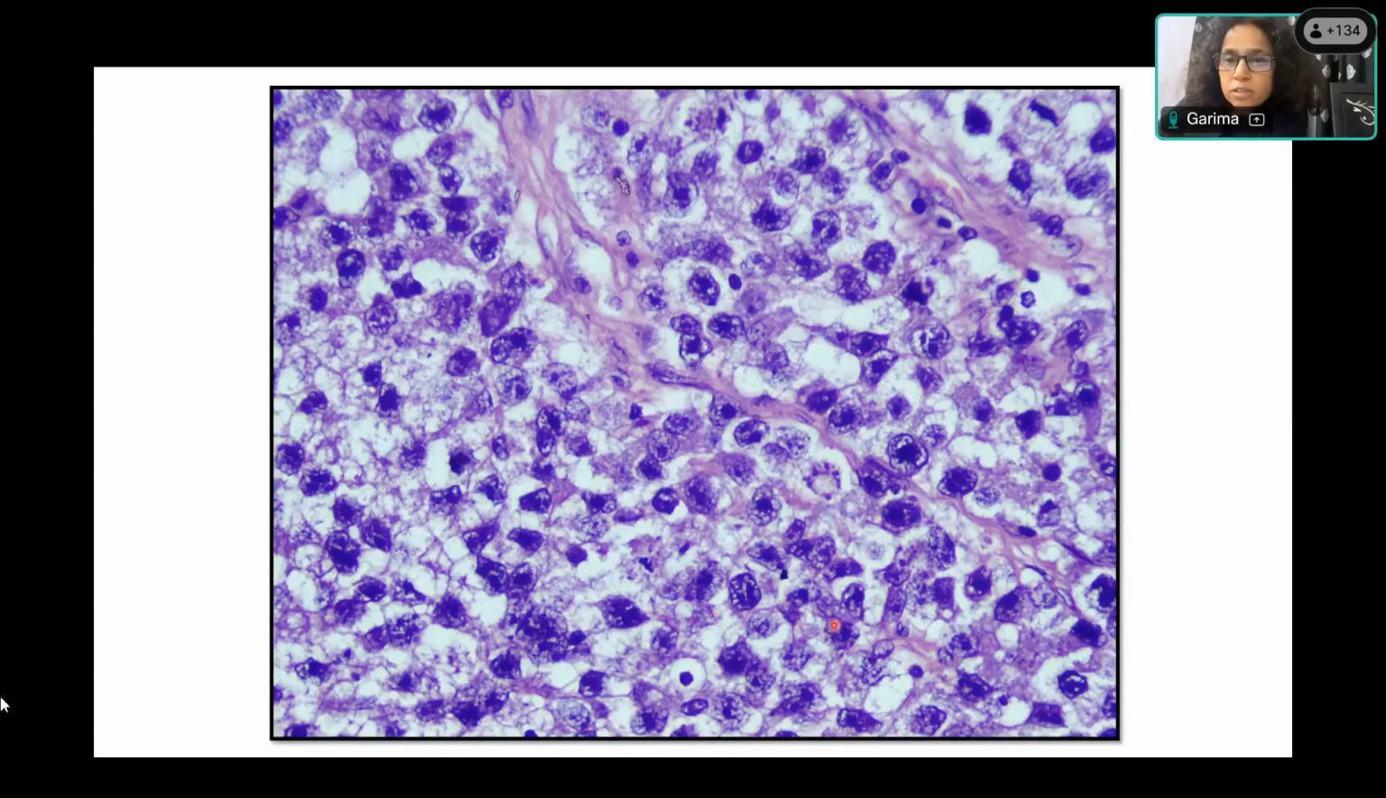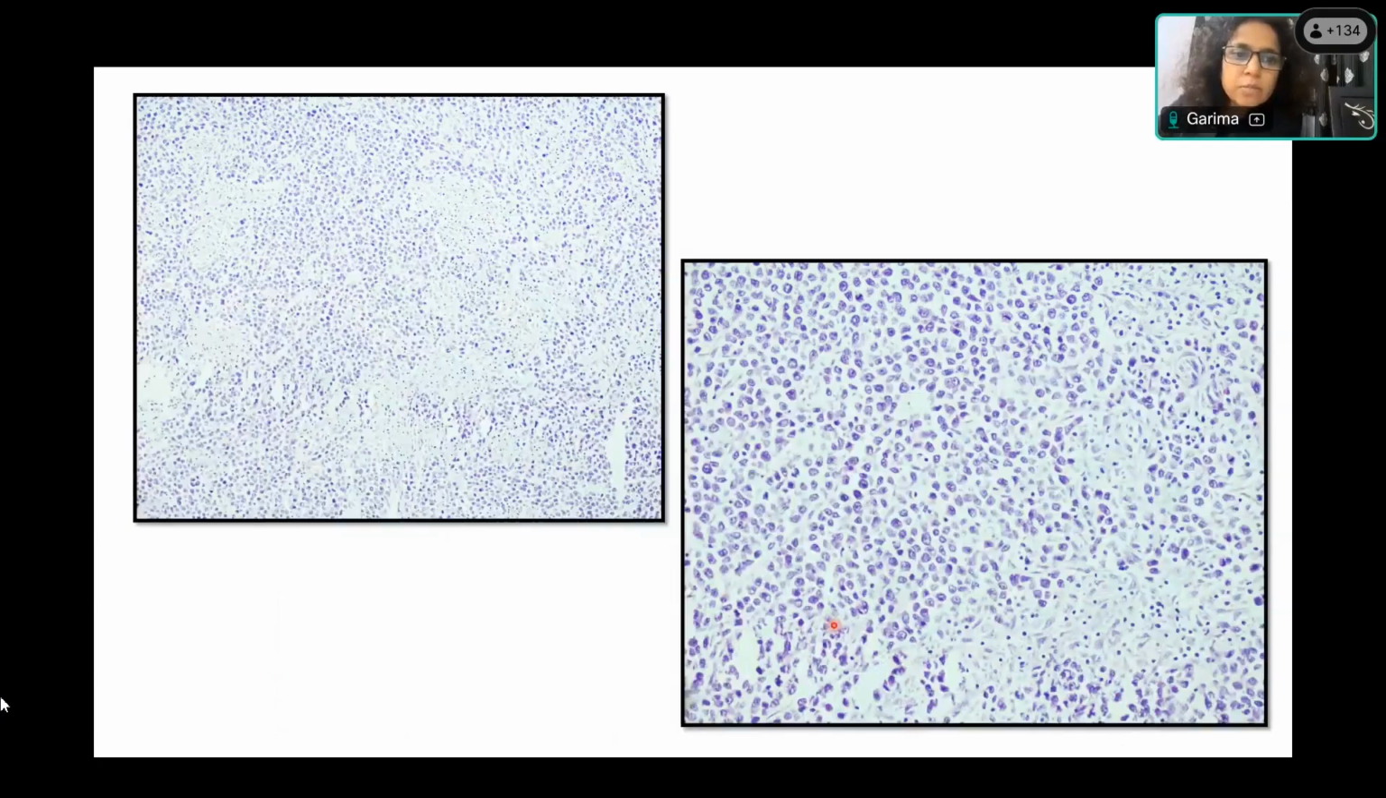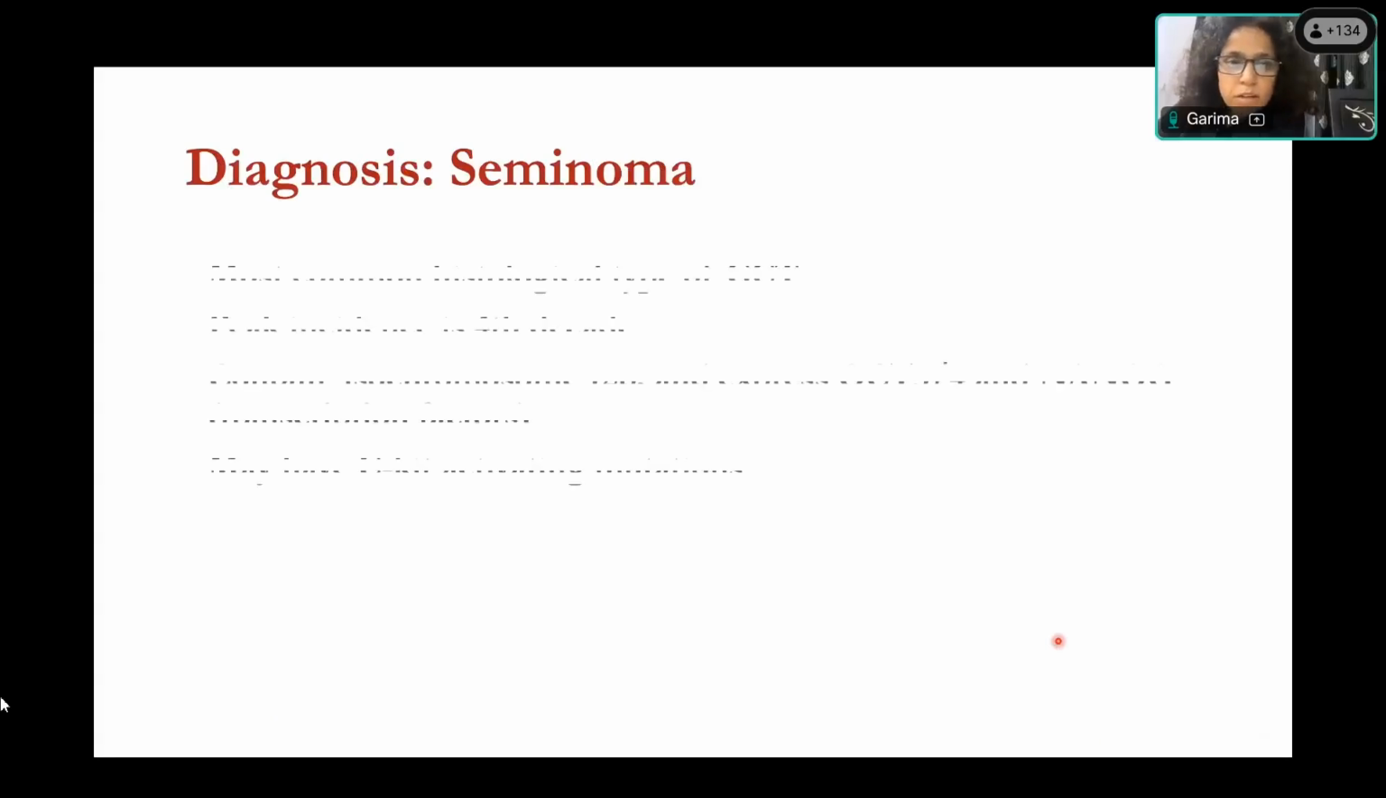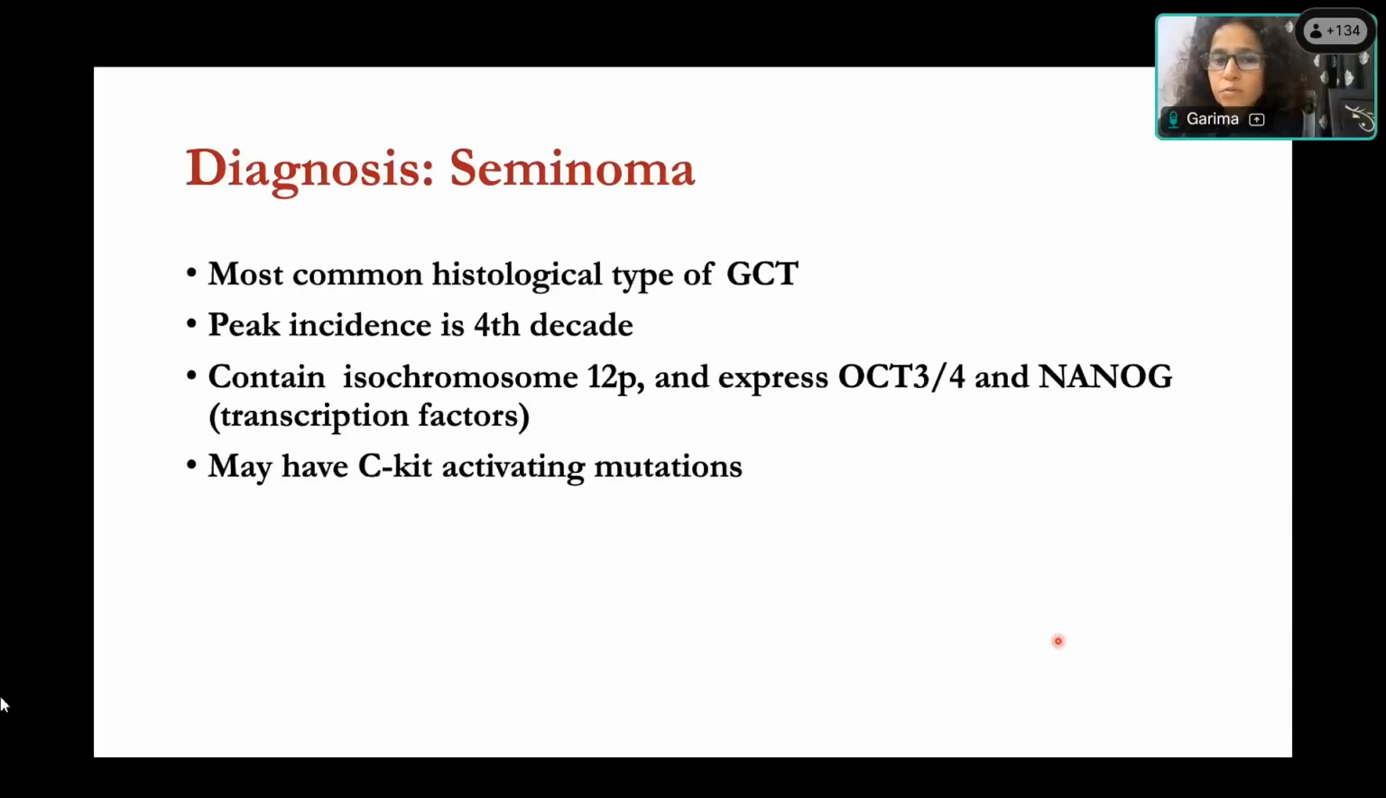So any diagnosis? Broad diagnosis? Seminoma testis. Okay, seminoma. Any differential you would like to consider here? These are the pictures showing the same. So yes, the diagnosis was seminoma, and it is the most common histological type of germ cell tumor. The peak incidence is in the 4th decade, and it contains isochromosome 12p and expresses OCT3/4 and NANOG transcription factors, and it may have c-KIT activating mutations.